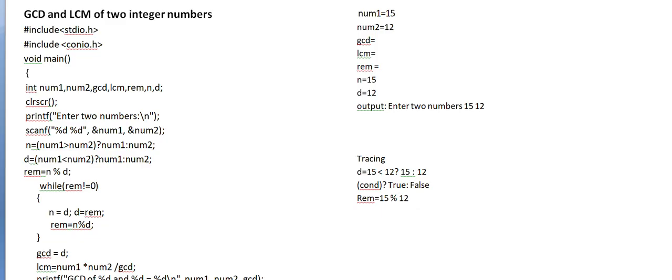So 15 modulus of 12, what will the remainder become? 15 divided by 12. 12 ones are 12, if we consider the value as 12 over here. So 12 ones are 12, the remainder is equal to what? The remainder is equal to 3, right?